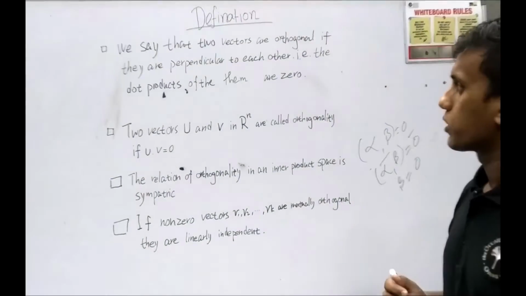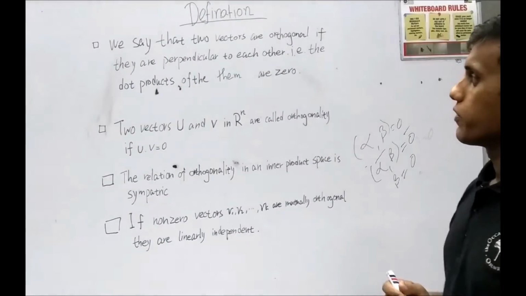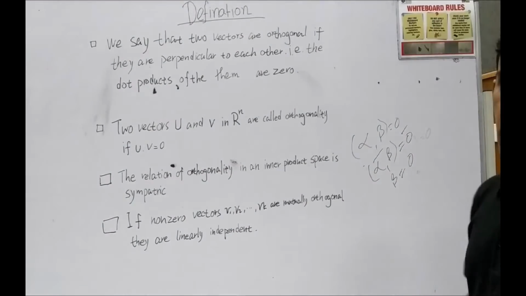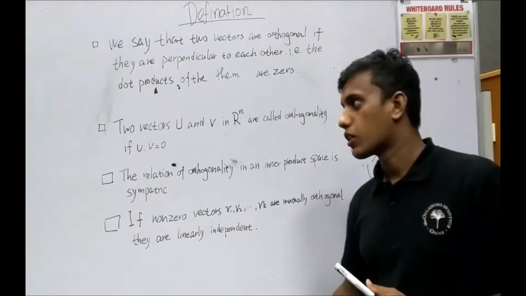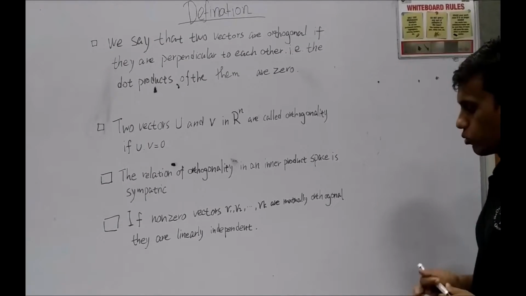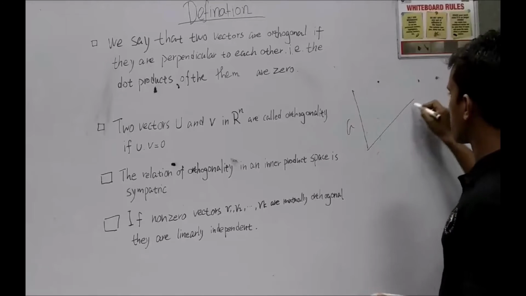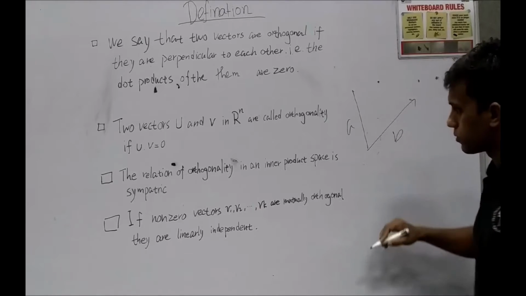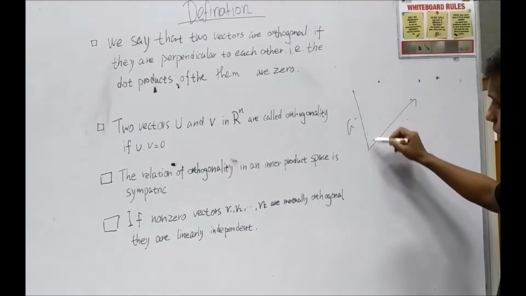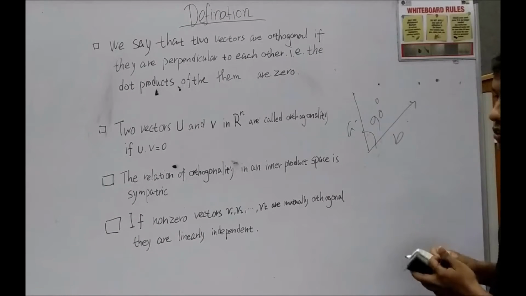The definition of orthogonality is that we say two vectors are orthogonal if they are perpendicular to each other. The dot product of them will be 0. So what is perpendicular? We assume two vectors here, vector A and vector B. Perpendicular means that in between vector A and vector B there is an angle, and the angle will be 90 degrees. So this is the meaning of perpendicular.